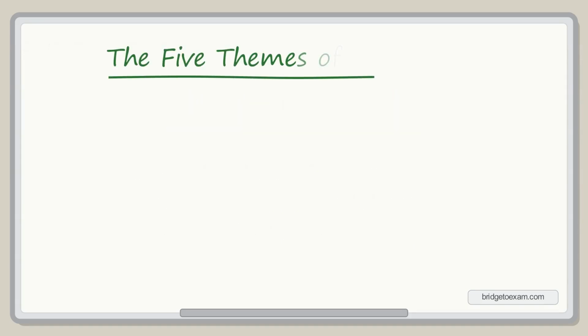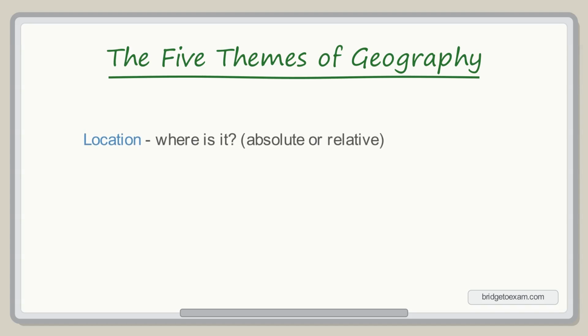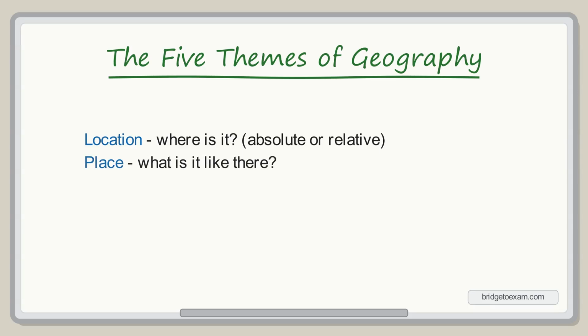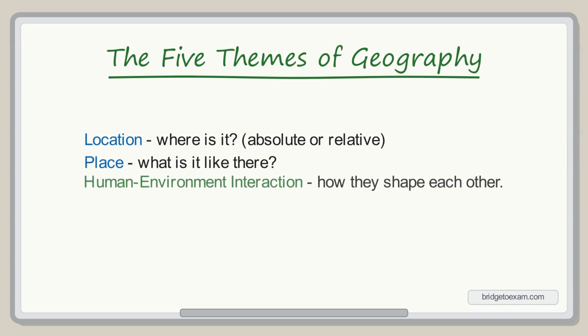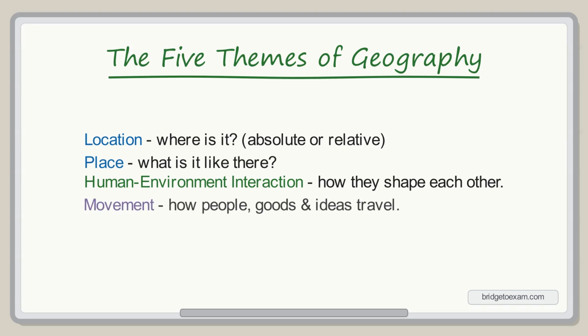Geographers use 5 themes to organize their thinking. First, location. Where is it? That could be absolute, like exact coordinates, or relative, like south of Canada. Second, place. What is it actually like there, in physical and human terms? Third, human-environment interaction. How people and the environment shape each other, like building levees on the Mississippi.